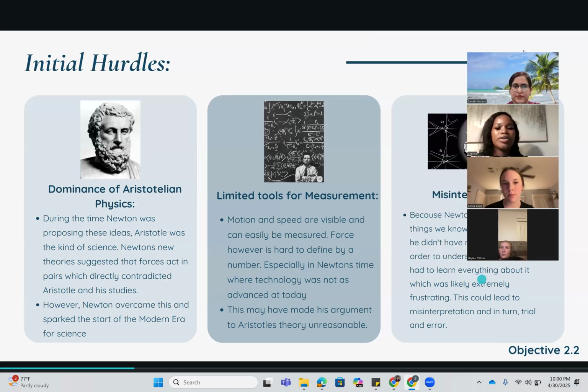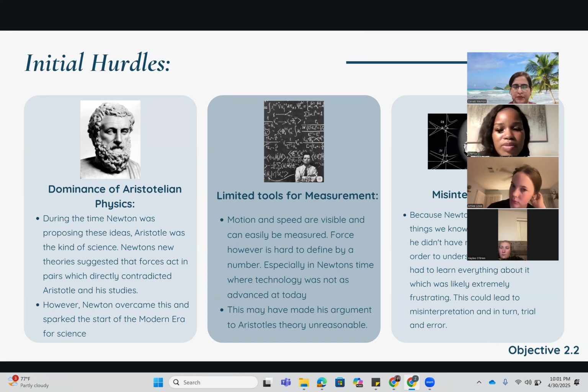The initial hurdles: the dominance of Aristotelian physics. During the time Newton was proposing these ideas, Aristotle was the kind of science. Newton's new theory suggested that forces act in pairs, which directly contradicted Aristotle in his studies. However, Newton overcame this and sparked the start of the modern era for science.